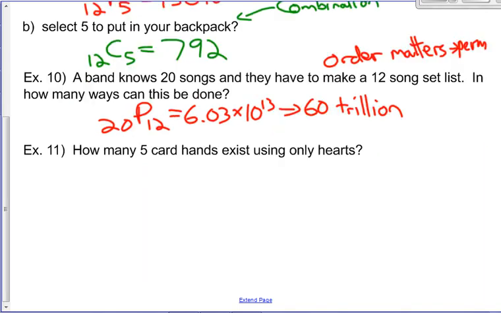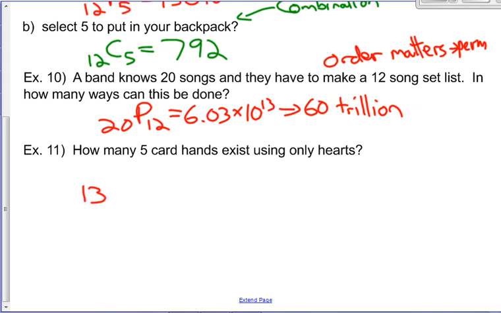Lastly, how many 5-card hands exist using only hearts? So a deck of standard cards is made up of 52 cards. Half of them are red, half are black. So 26 red ones. Of the red ones, half of them are hearts, half of them are diamonds. So there are 13 hearts.